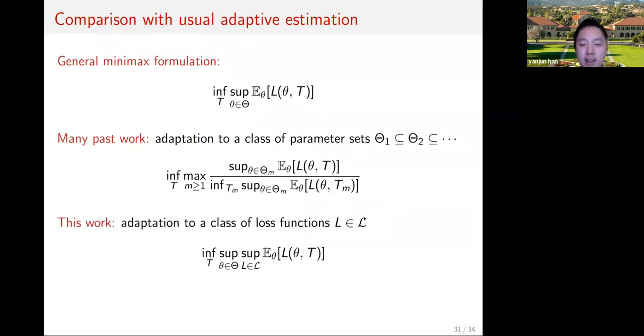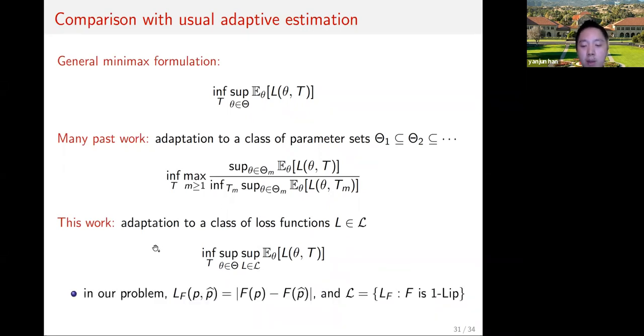However, our work actually has a different framework. That is, we are not aiming to adapt to a class of parameter sets, but to a class of loss functions. So basically, our target is to find a single estimator that minimizes the worst-case expected loss, where the worst case is taken over the parameter theta inside the capital Theta and also a loss function in L. And to see why our problem relates to this case, the loss function L of F is just defined as the difference between the plug-in approach of the Q distribution and the plug-in approach of the estimated distribution. And our class of loss functions is essentially the set of loss functions where F is a one-Lipschitz functional.